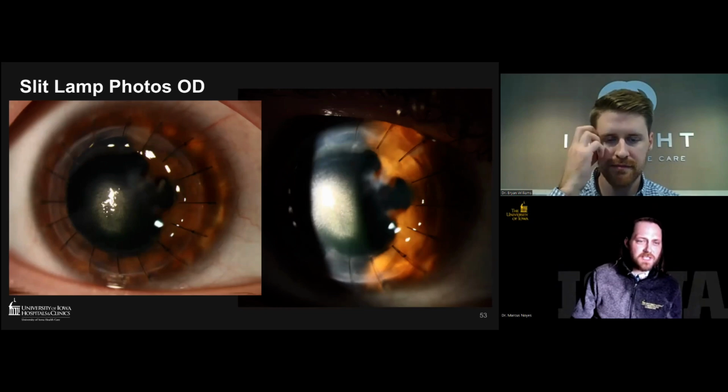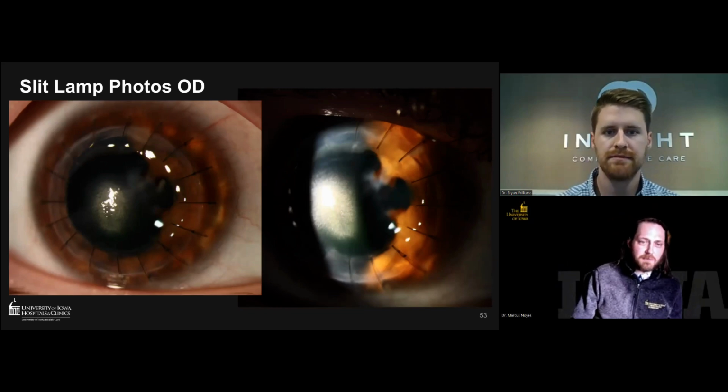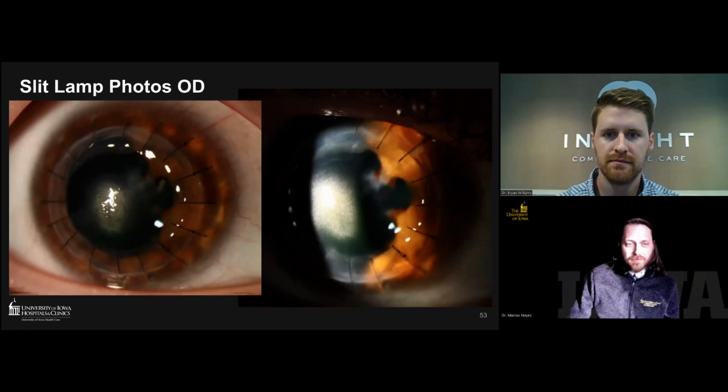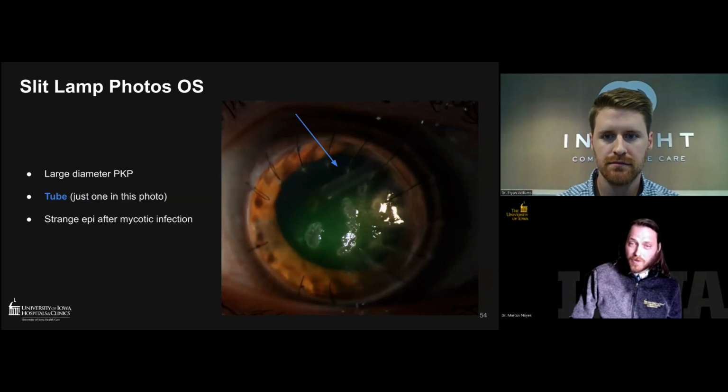This is when she presented, or when she first started. You can see the PK there with that central haze, and that is due to a fungal infection co-infected with acanthamoeba. You can also see in the background, particularly on that right picture, her irregular pupil from all of the inflammation. Her left eye, first off, I just want to point out how large that PK is.